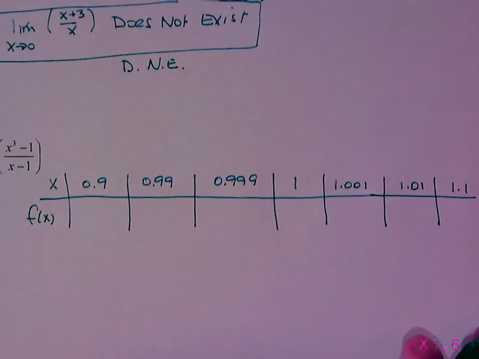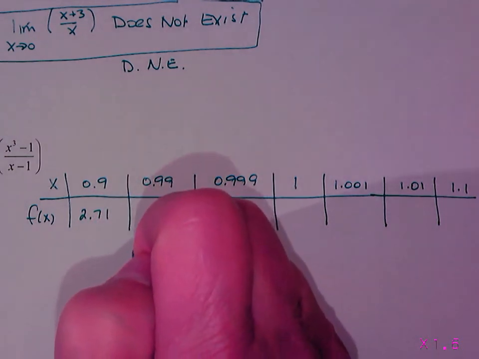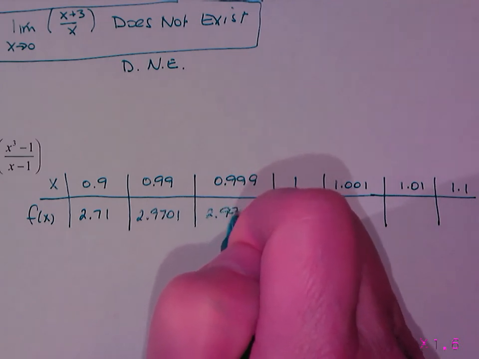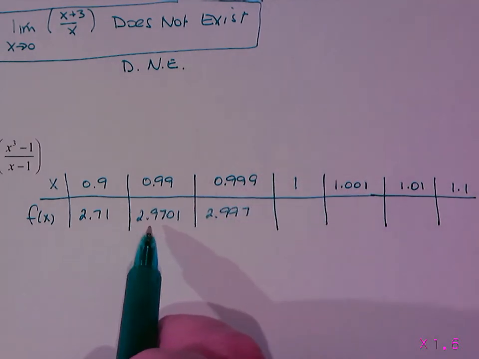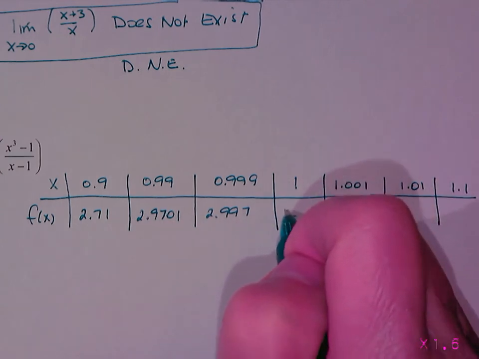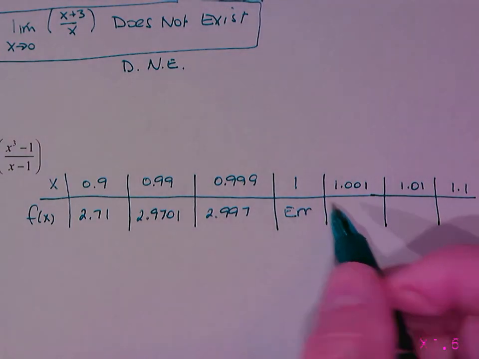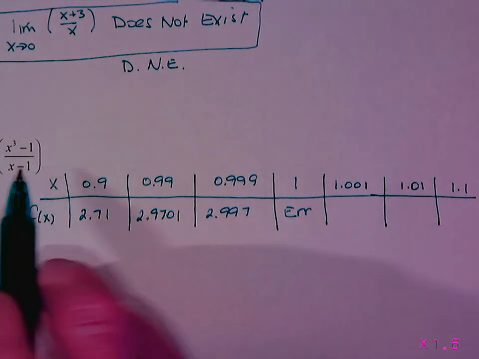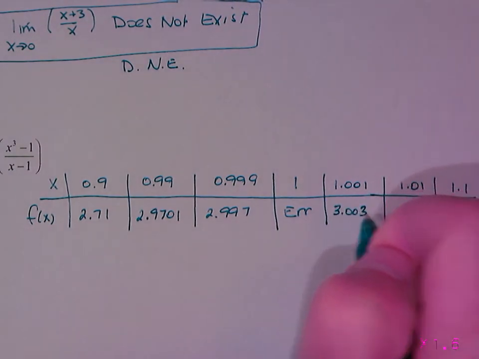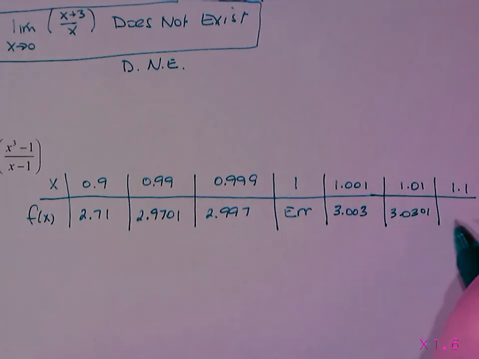And when I get the numbers from my calculator, I get 2.71, 2.9701, 2.997. So now that I see this is 2.7, 2.9, 2.99, this is getting closer and closer to 3. But once again, I get an error right there. I can't divide by 0, so 1 minus 1 is 0. This side of the limit, what I'm looking at, I get 3.003, 3.0301, and 3.31.